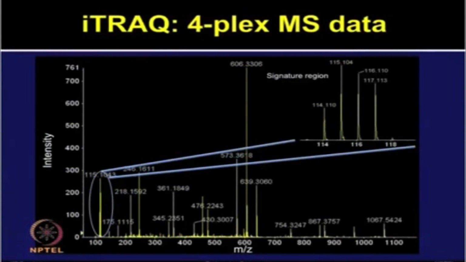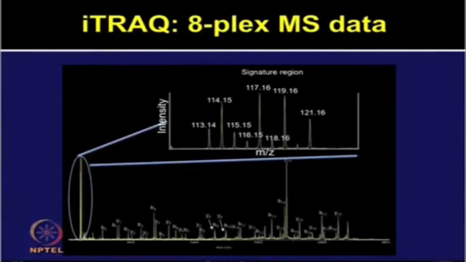So, this is a representative spectrum for the 4-plex iTRAQ experiment. The MS data is shown, and the MS-MS spectrum is showing the reporter region, the signature of these 4-plex iTRAQ labeled peptides 114, 115, 116 and 117.